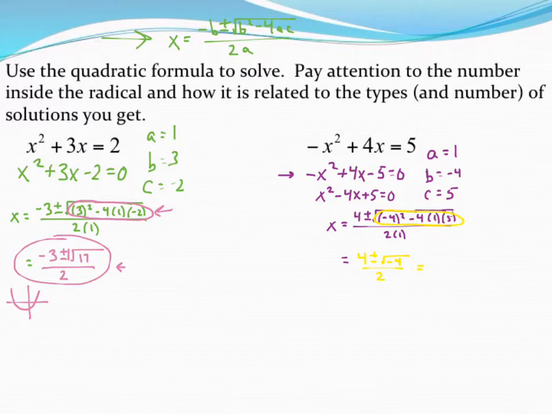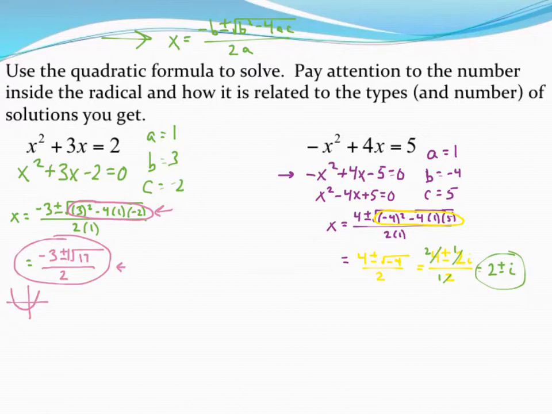My solutions are imaginary. So I've got 4 plus or minus the square root of negative 4, which is just 2i, so I'm going to replace that with a regular 2i, divided by 2. Now once again I want to take a look at all three numbers, the 4, the 2, and the 2. All of those numbers are divisible by 2, so I'm going to go ahead and do that. So that becomes a 2, that becomes a 1, that becomes a 1. If I simplify that and write it a little bit neater, I get 2 plus or minus 1i, or just 2 plus or minus i. So there's my two solutions.